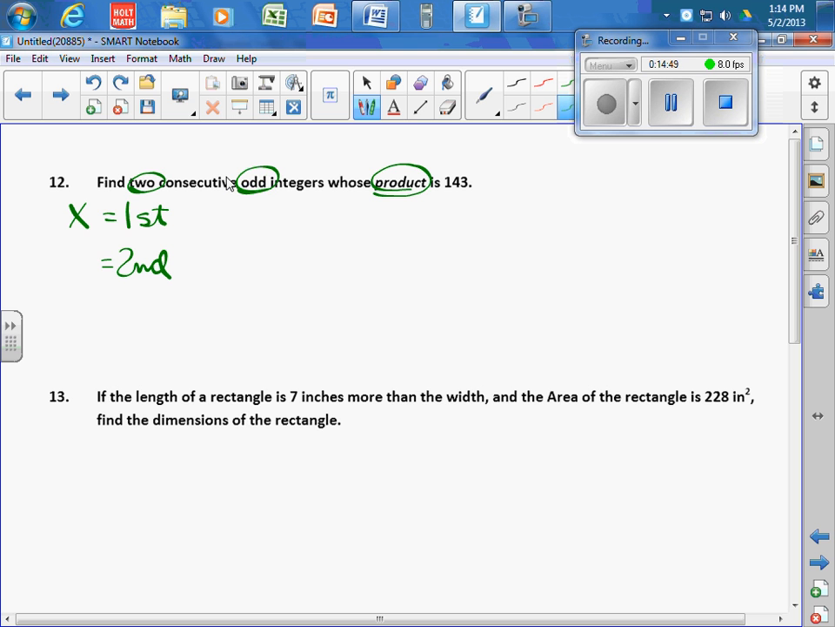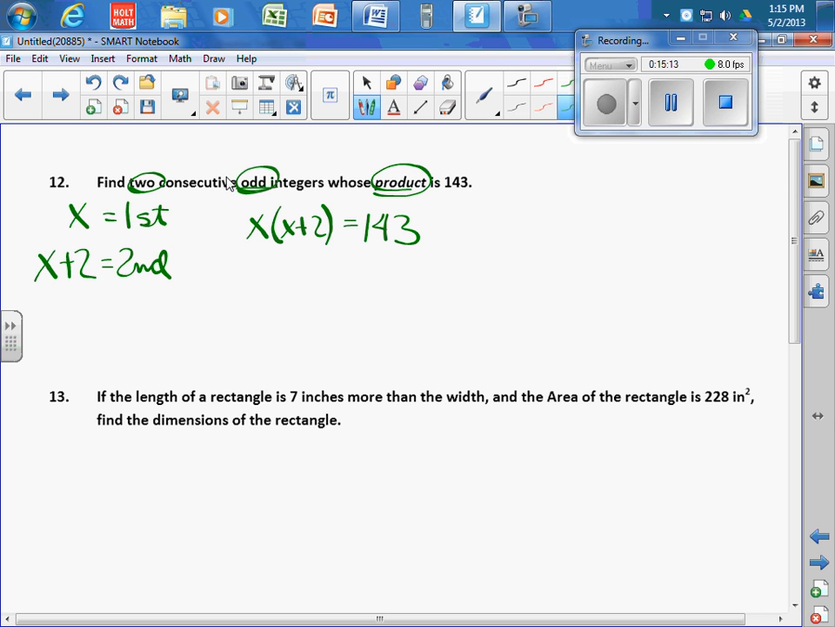X. Now, considering the fact that these are odd numbers, how far apart are odd numbers? 2 numbers apart. So your next one after x would be x plus 2. Now it says the product of these two things is 143. So multiply them. Take x times x plus 2. You'll get 143. There's your equation.